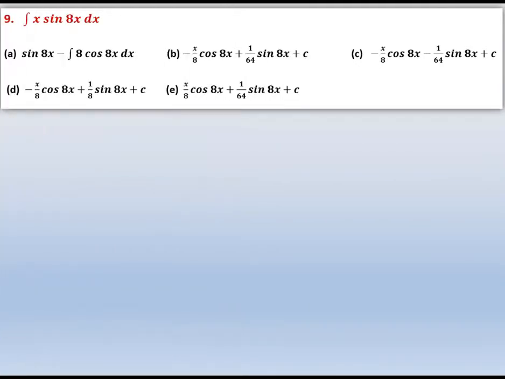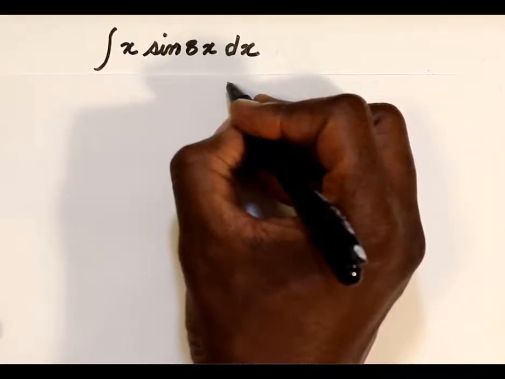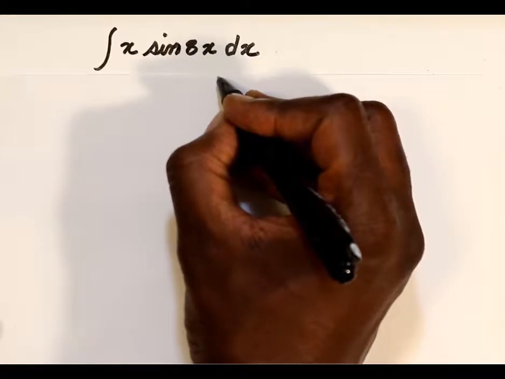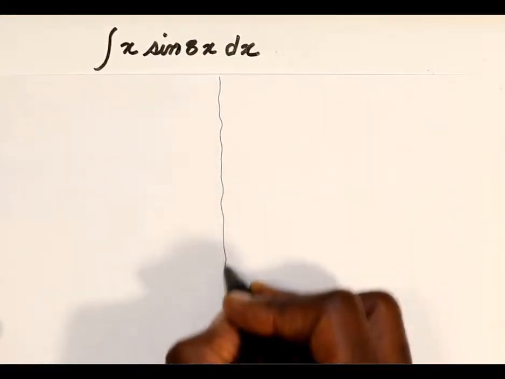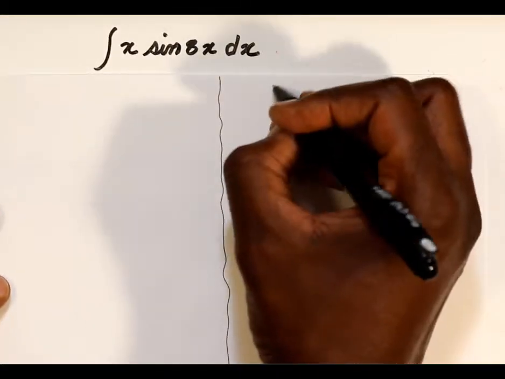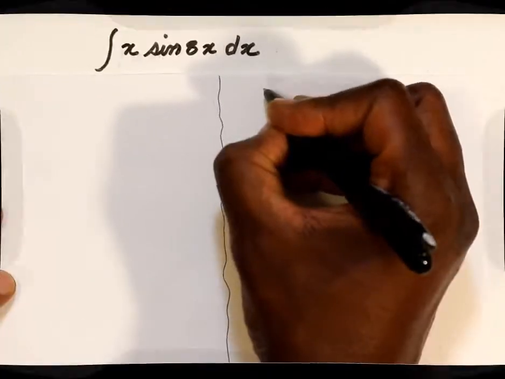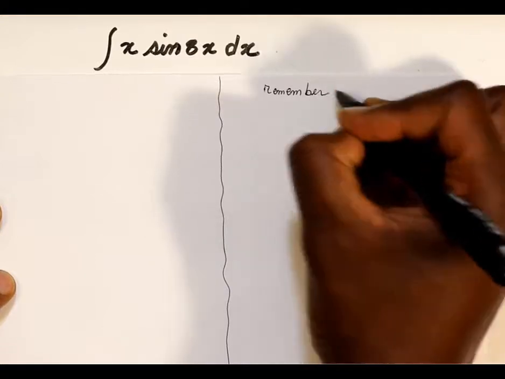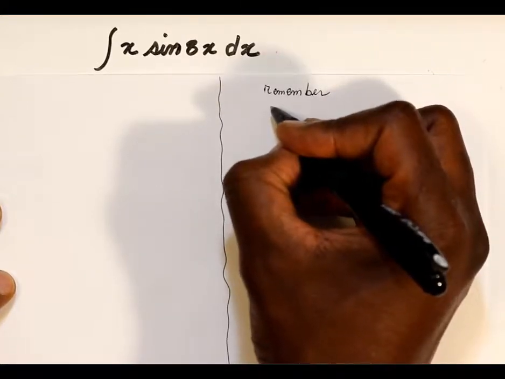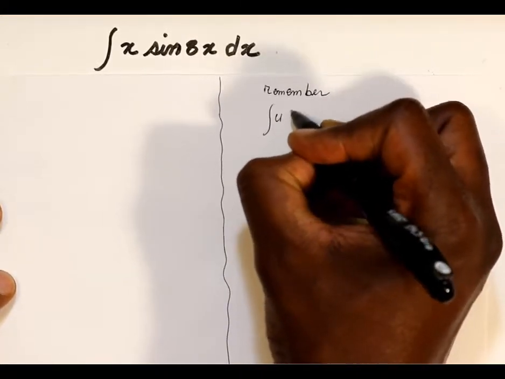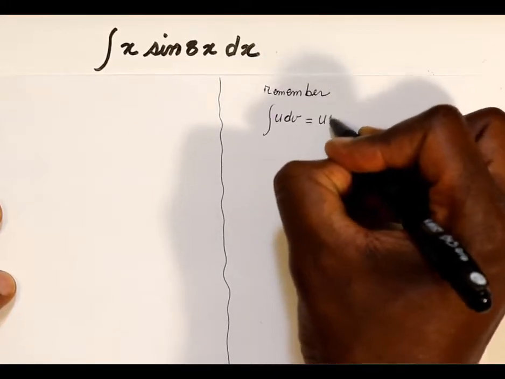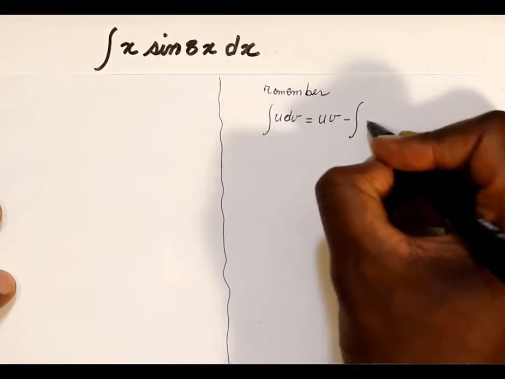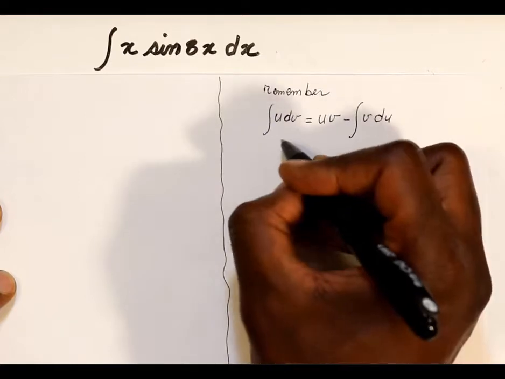Before I even start with question 9, one thing that you should remember is that you can't solve this with integration by substitution, because the derivative of 8x is just 8. So we're going to use integration by parts.